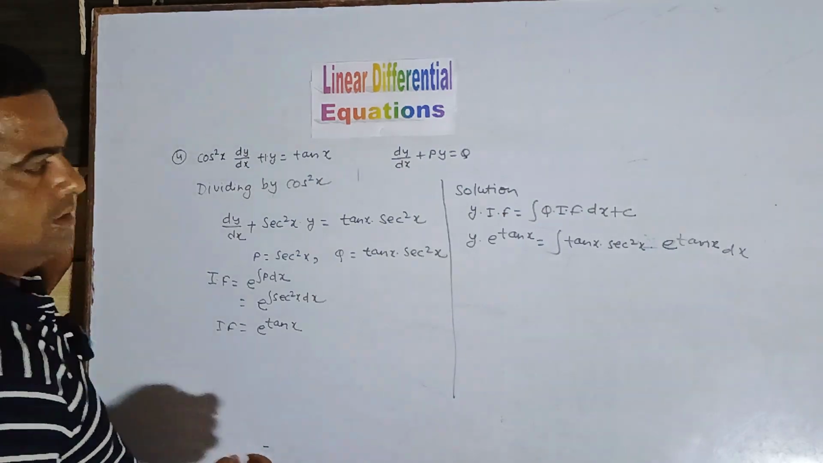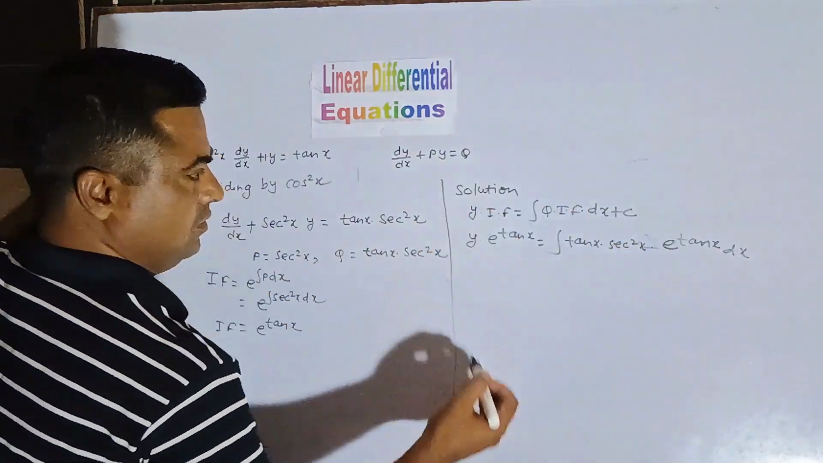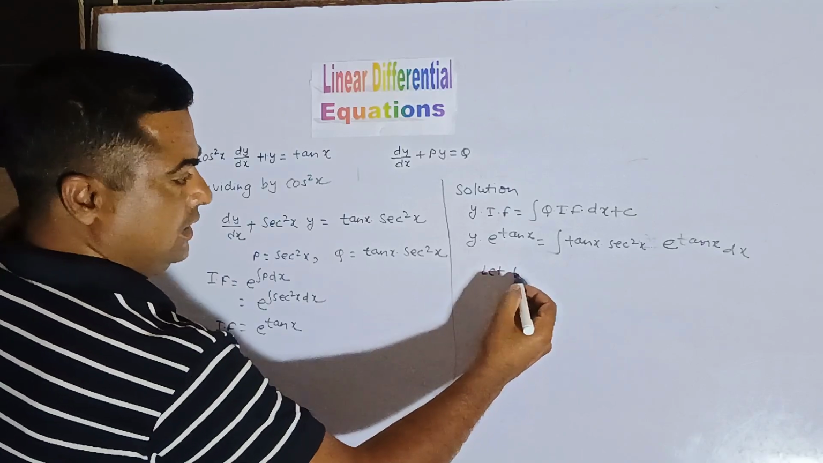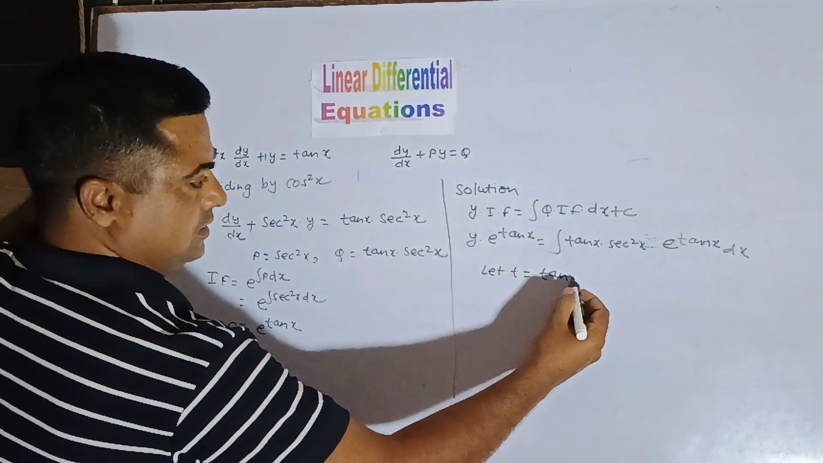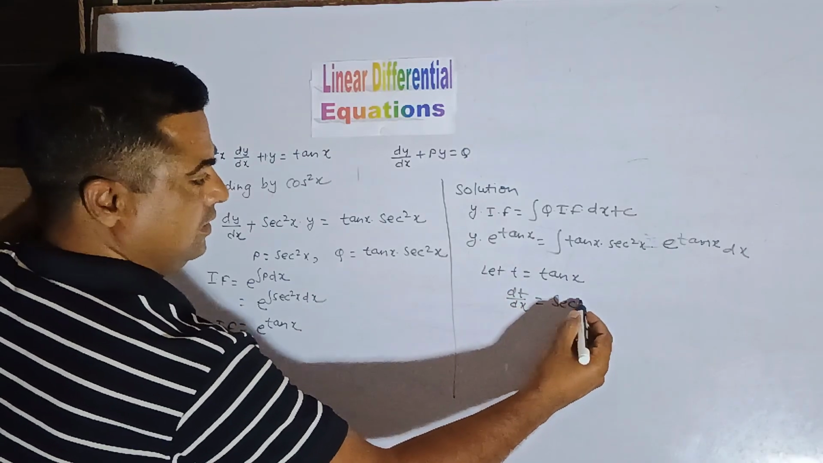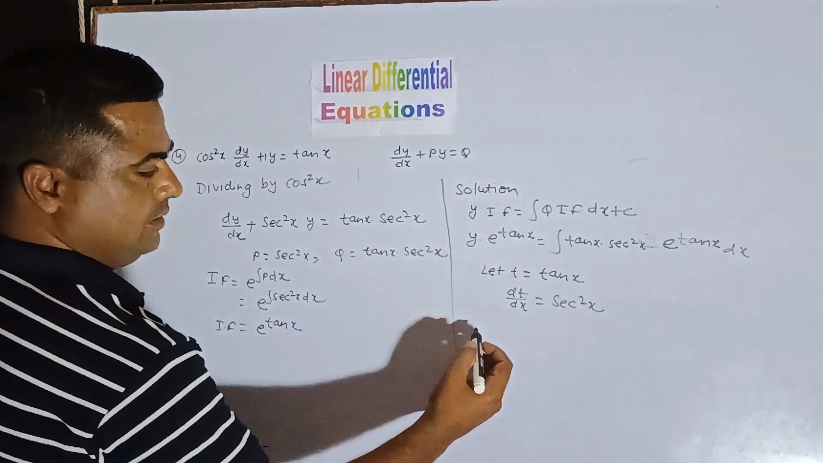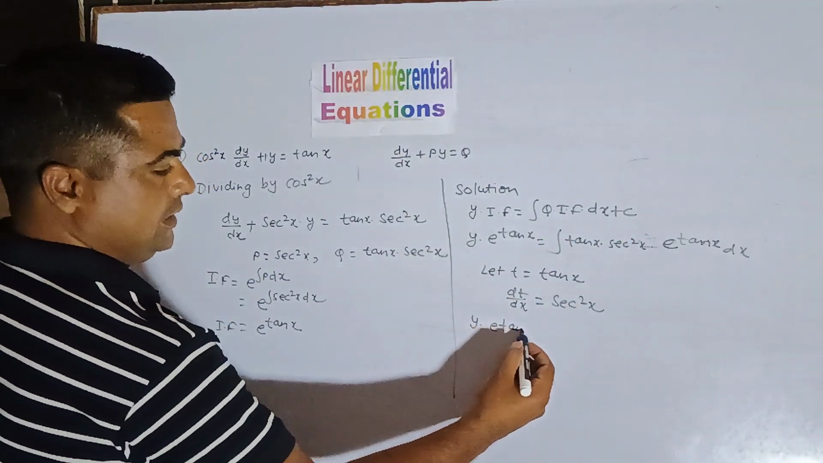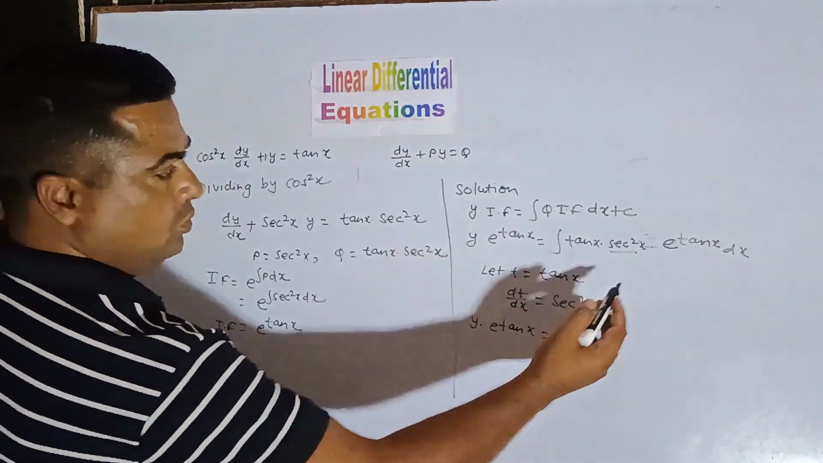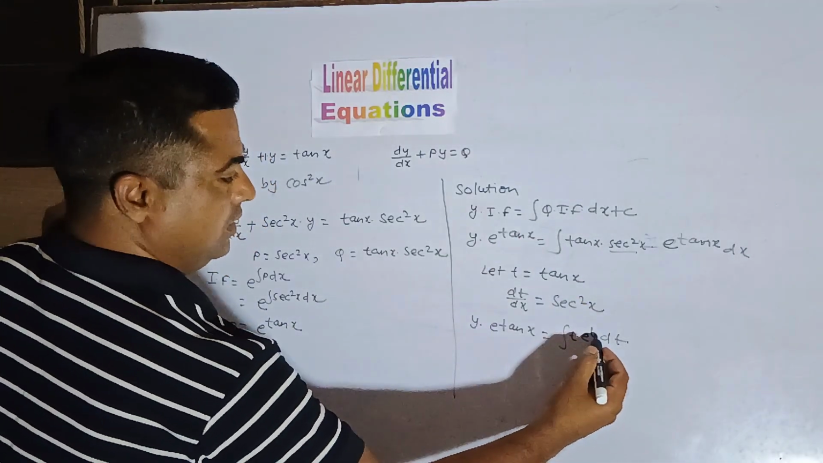Now what will we do here? We will use the substitution method. Here, let t is equal to tan x. In this integral, we are solving this integral part. Let t is equal to tan x. So differentiation of this part, dt upon dx, will be sec square x. Now substituting this value in this integral, we will get y e to the power tan x is equal to the integral of sec square x into dx. So this will be dt and this will be t e to the power t.